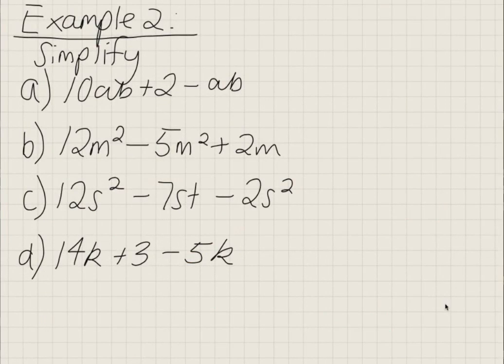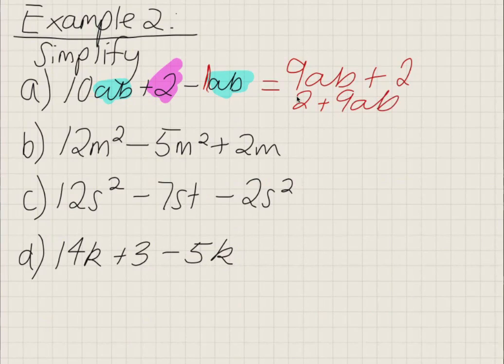Example 2, simplify. So looking at our like terms, we have AB, AB. The letters are exactly the same. And we also have the 2 here by itself. Working out the part that's blue first, 10AB minus AB. Remember there is an invisible 1 in front of there. 10AB minus AB will give us 9 lots of AB plus 2. Now note that this is also the same as 2 plus 9AB.